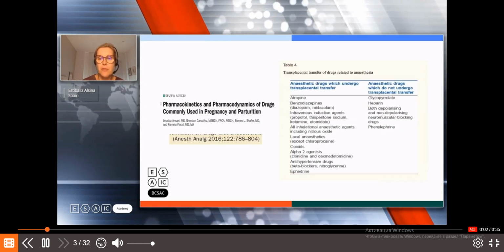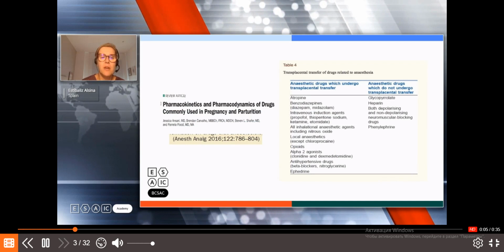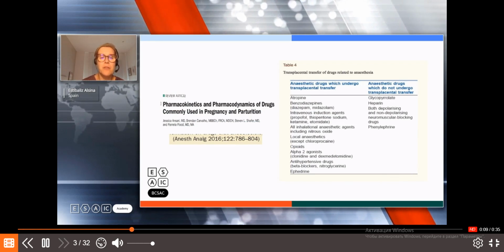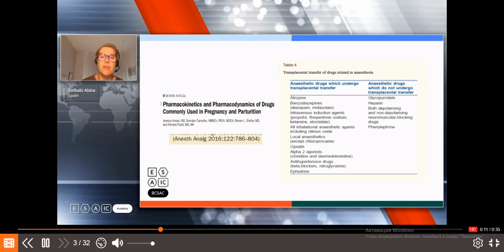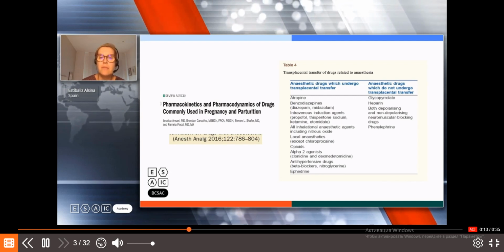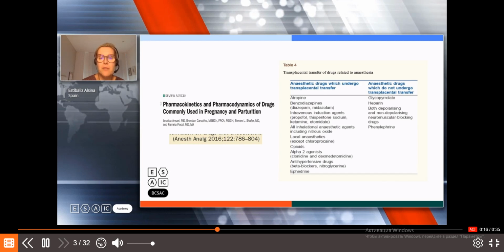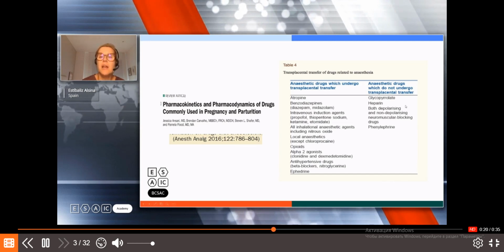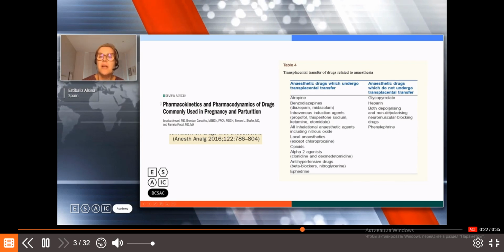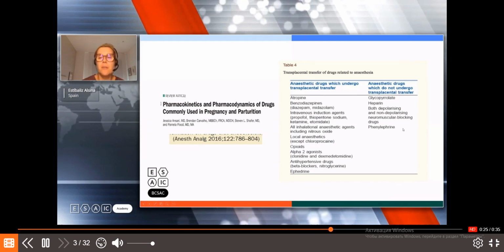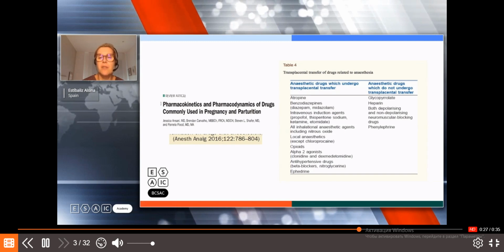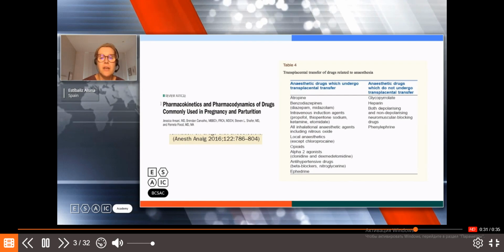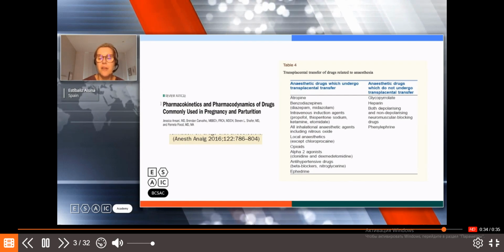Once we know we have to alleviate that pain, we also have to know the characteristics of the drugs when we use them during labor. Almost every drug can cross the placenta except glycopyrrolate, heparin, depolarizing and non-depolarizing neuromuscular blockers, and phenylephrine. If you learn those that do not cross the placenta, it will be easier for the exam.